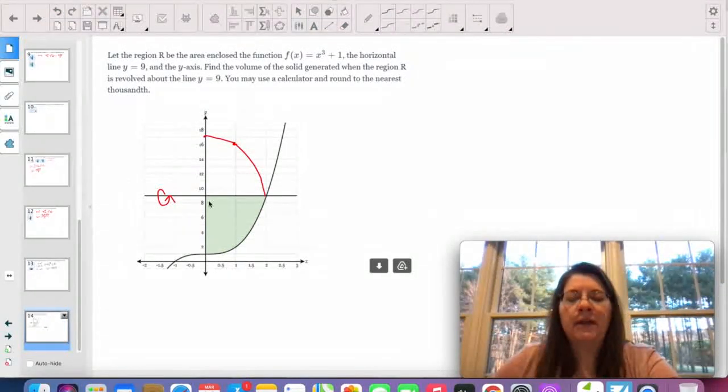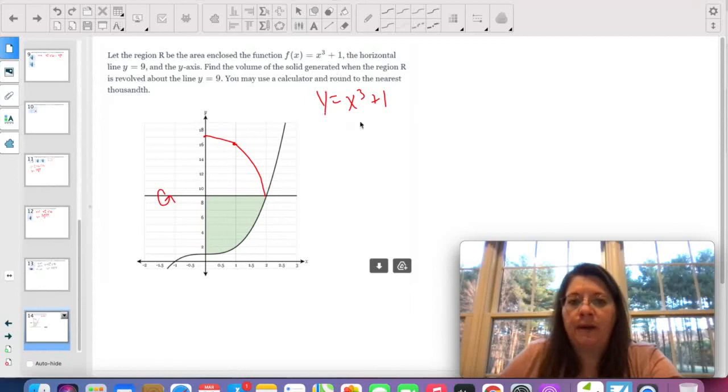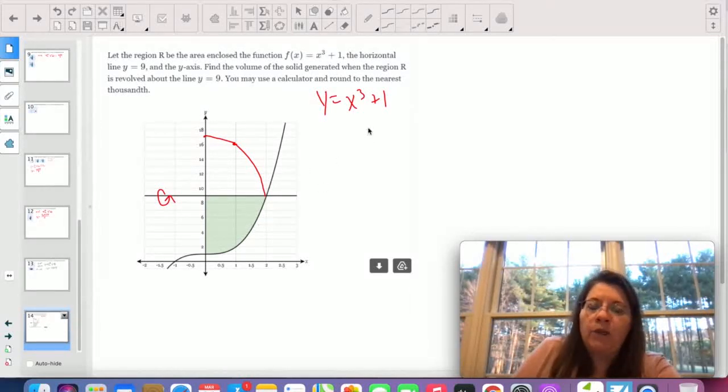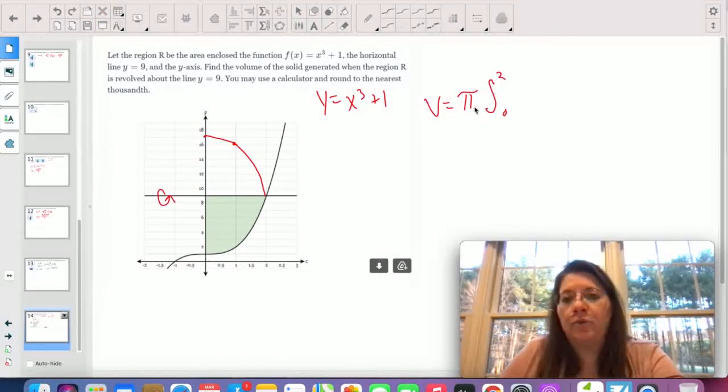It's revolving around a horizontal line, so we know we're going to need this function solved for y. Our function here is y equals x cubed plus 1, and it's already solved for y, so we're good there. When we do this, our a and b comes from the x-axis because it's rotating about something horizontal. So my a and b start at 0, and it ends here at 2. So my integral is going to go from 0 to 2, and my volume will be equal to pi times the integral from 0 to 2 of r squared.